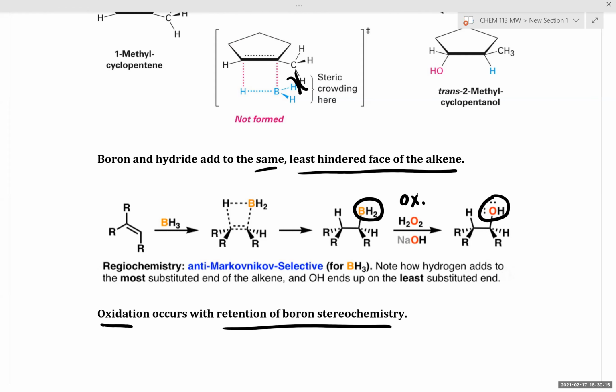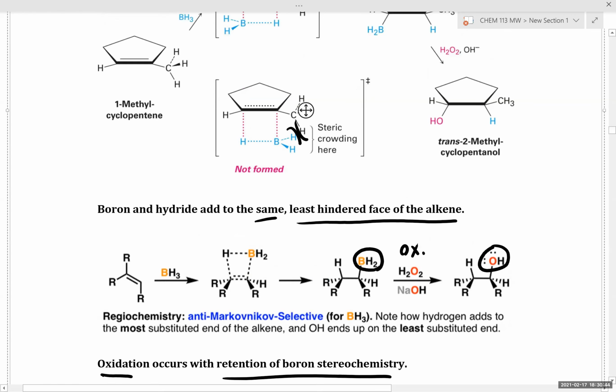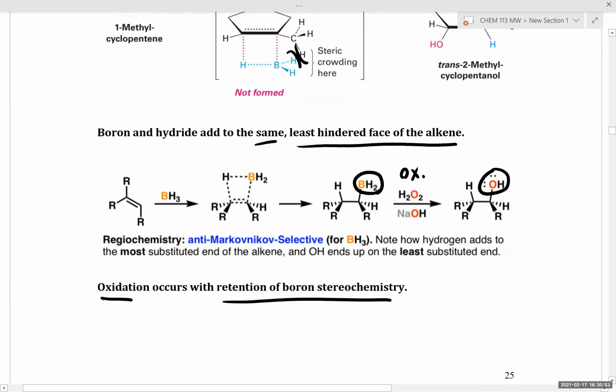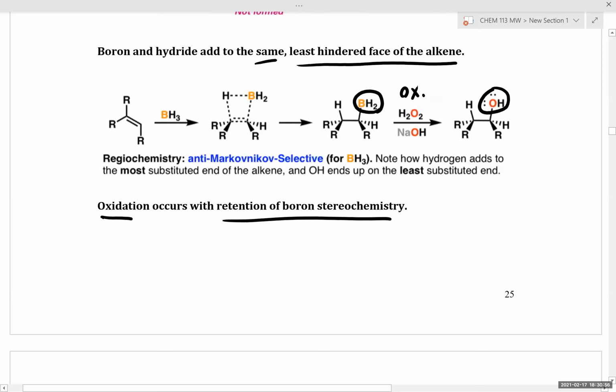Does this idea make sense to everyone? Any questions? Can you point out where is the least hindered face of the alkene? So in this case, both faces are equally sterically congested. We'll see an example actually, if not in the next slide, the slide after, to address that point.